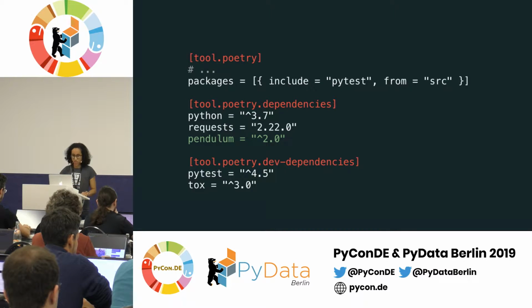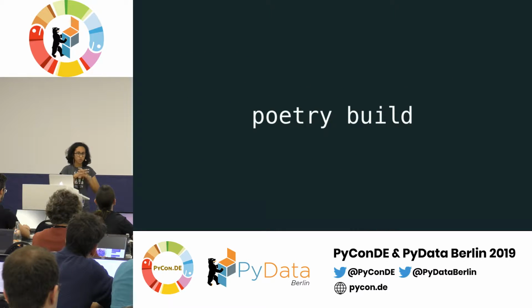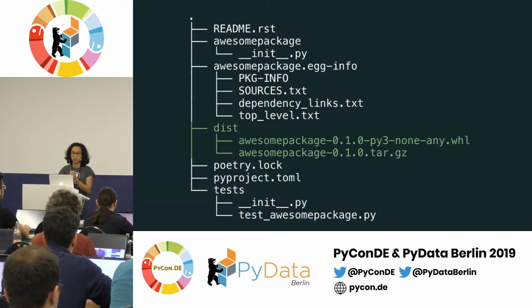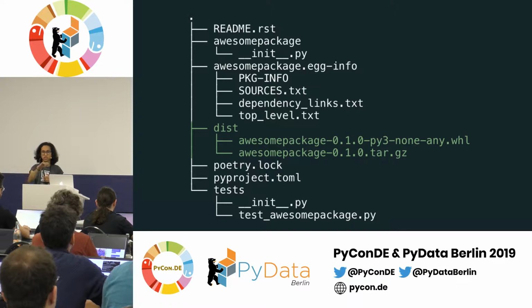So if you want to now build your project to a distribution, you can run poetry build. By default, it will make both a source distribution and a wheel for you. And it will go under this folder. But I have also specified instructions in the README if you only want to build one or the other, but not both.